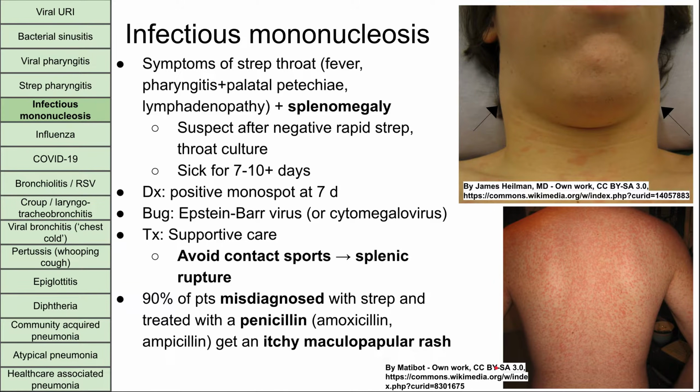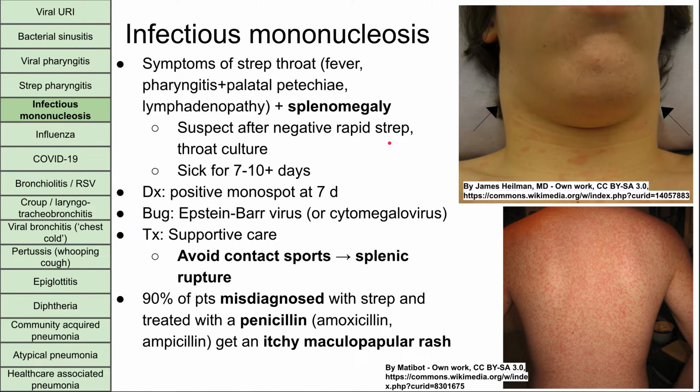Next disease is infectious mononucleosis. This has symptoms, signs of strep throat and splenomegaly. So I kind of think of it as the symptoms of strep throat plus having a large spleen. Those symptoms, again, are fever, pharyngitis, palatal petechiae, you can have exudates on the tonsils, lymphadenopathy, and splenomegaly.